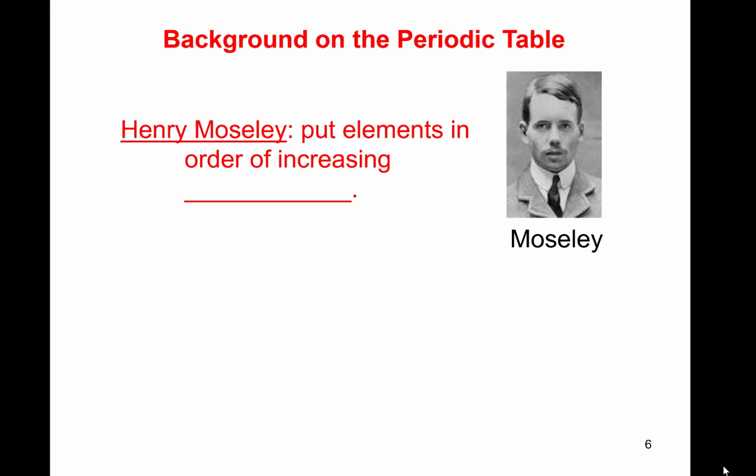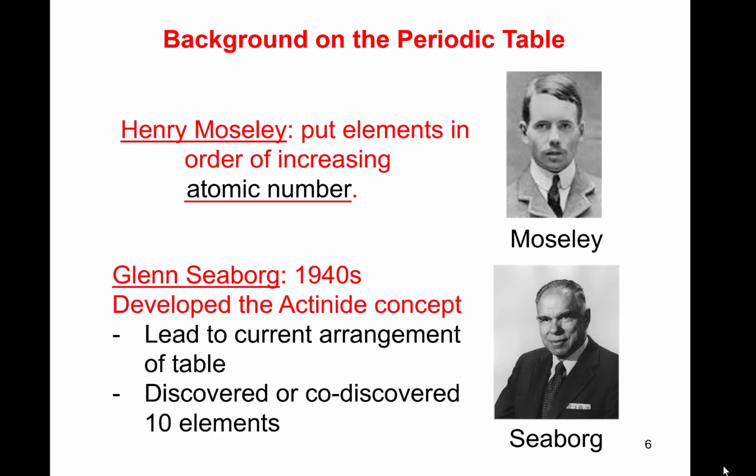So Moseley then decided to put elements in order of increasing atomic number, which is how our periodic table is organized today. It's based on increasing atomic number, not increasing atomic mass. Then fast forward to the 1940s, Glenn Seaborg developed the actinide concept, which led us to the current arrangement of our table, where we have our F block underneath the rest of the table. He also discovered or co-discovered 10 elements. So we do have an element named after him. It's atomic number 106, and it's called seaborgium.